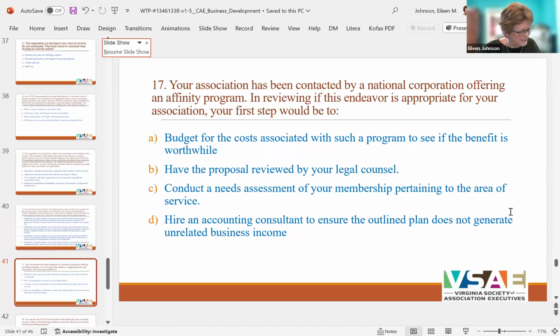Okay, 17. Your association has been contacted by a national corporation offering an affinity program. In reviewing if this endeavor is appropriate for your association, your first step would be to A, budget for the costs associated with such a program to see if the benefit is worthwhile. B, have the proposal reviewed by your legal counsel. C, conduct a needs assessment of your membership pertaining to the area of service. D, hire an accounting consultant to ensure the outlined plan does not generate unrelated business income.